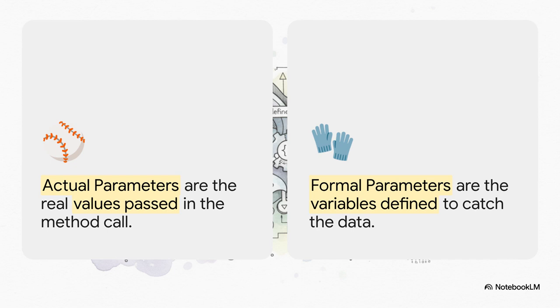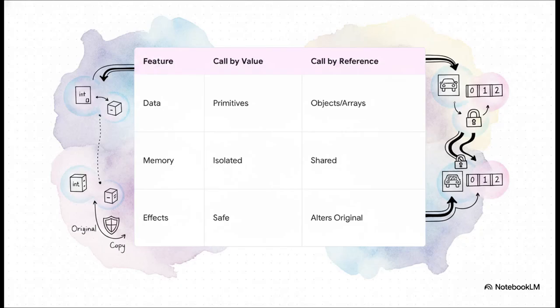So think of it this way. The actual parameters throw the ball, and the formal parameters are the glove that catches it. So how does that data actually travel into our black box? Java uses 2 distinct mechanisms here, call by value and call by reference.